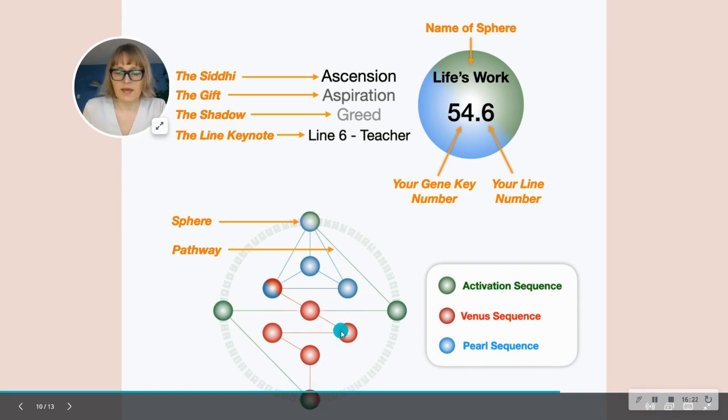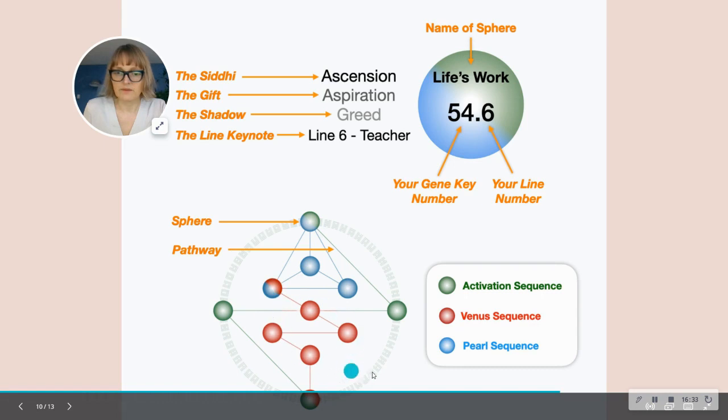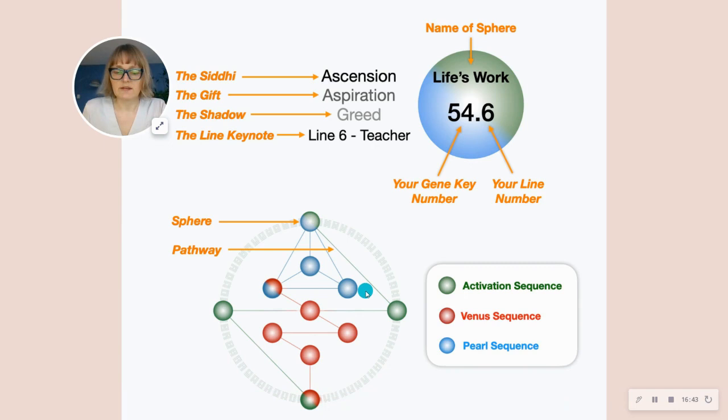Going forward, we have the activation sequence, which is 1, 2, 3, 4, and these are about discovering your genius through your prime gifts. Then we have the Venus sequence, the red ones, which are about opening your heart in relationships. And then we have the Pearl sequence, which is about attaining prosperity through service. We won't be touching on those.